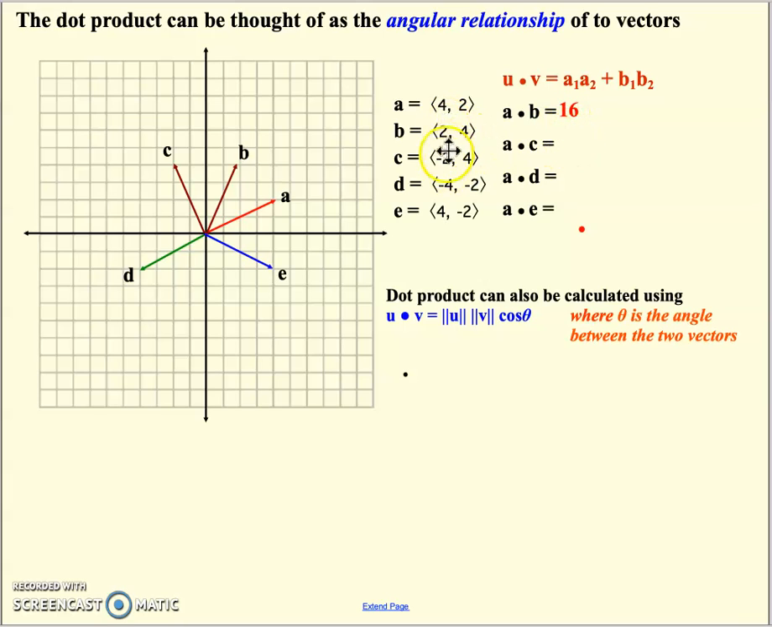A dot c, that's negative 4 plus 16. Sorry, a dot c, I missed that. So that's negative 8 plus 8. I was doing the wrong 2 there. And then a dot d, and so on.